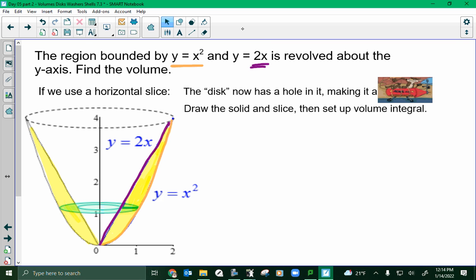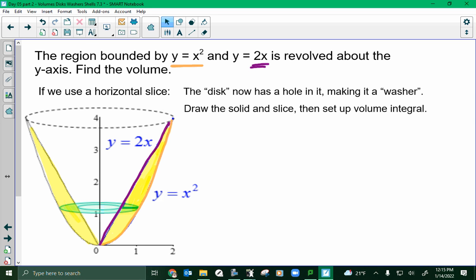All right? But this disc now has a hole in it, making it a washer. So draw the solid, which we did in gray, and draw the slice, which we can again do to set up the volume integral. Now let's take a moment to realize that we really know how to do this already. Okay? And we're going to take two pieces of background knowledge that we recently learned about to figure this out.